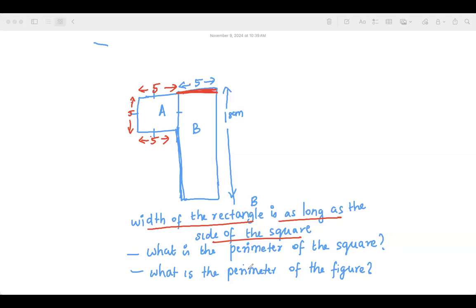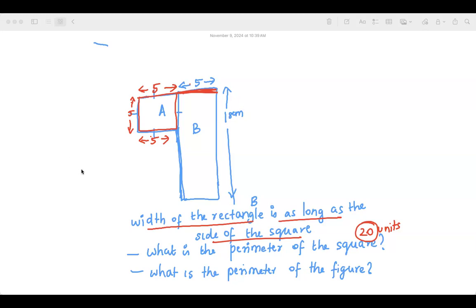So then it was a square, it has 4 sides, then it's supposed to be 20. Good. So the perimeter going around the square, I found that the square is 20 units long. Good job. What is the perimeter of the figure? Figure means the total figure. What do I do? Who can explain?